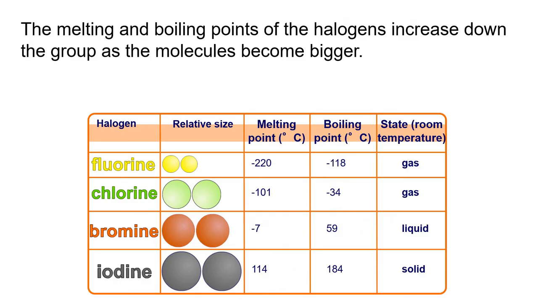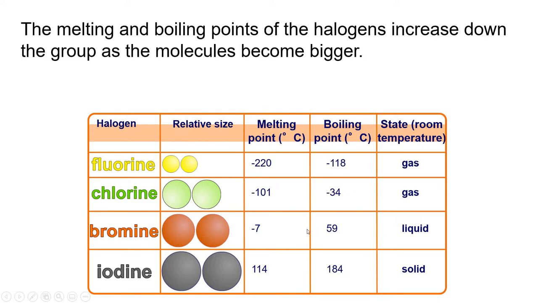Oh, just one point of interest. Room temperature is 20 degrees, okay? So for the first two elements here, you can see that 20 degrees is a lot higher than both the melting and the boiling point of fluorine and chlorine. That's higher than the melting and boiling point, so it will be a gas.